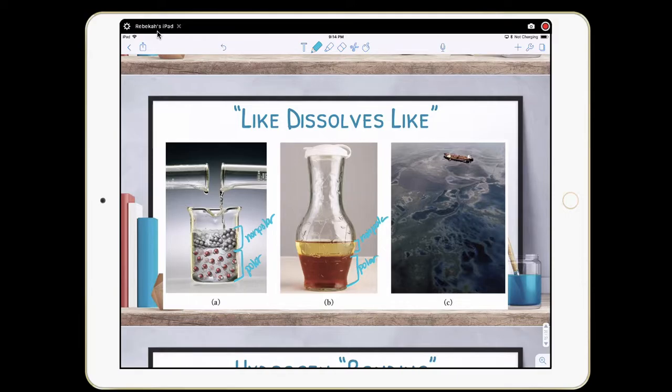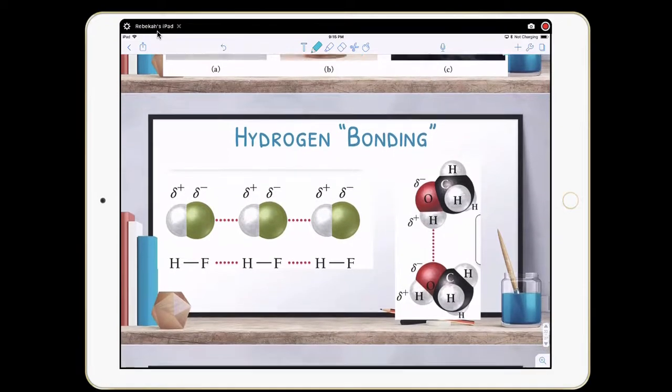The same thing happens if you have an oil spill in the ocean, right? So this nonpolar layer is going to float on top, and you're going to have this polar layer on the bottom. Something ionic, like salt, is very, very polar, so that is going to dissolve in water. But if something isn't dissolving in water, it's probably because it's pretty nonpolar, like oil. It will not dissolve in water.